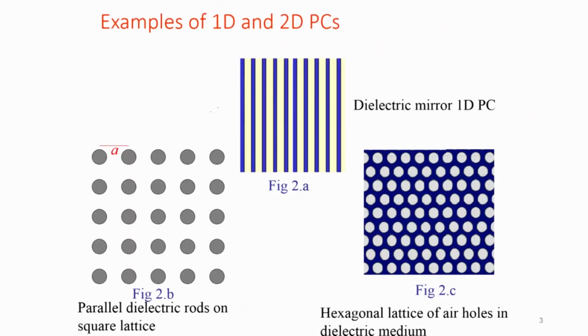So, I am showing a few cross sections of these 1D and 2D photonic crystal structures. This is a 1D photonic crystal or photonic bandgap structure. You can also identify this with a grating, and you have 2D photonic crystal structures. This is a square lattice of photonic bandgap structures. This is a hexagonal lattice of photonic bandgap structure, sometimes also called the triangular lattice.